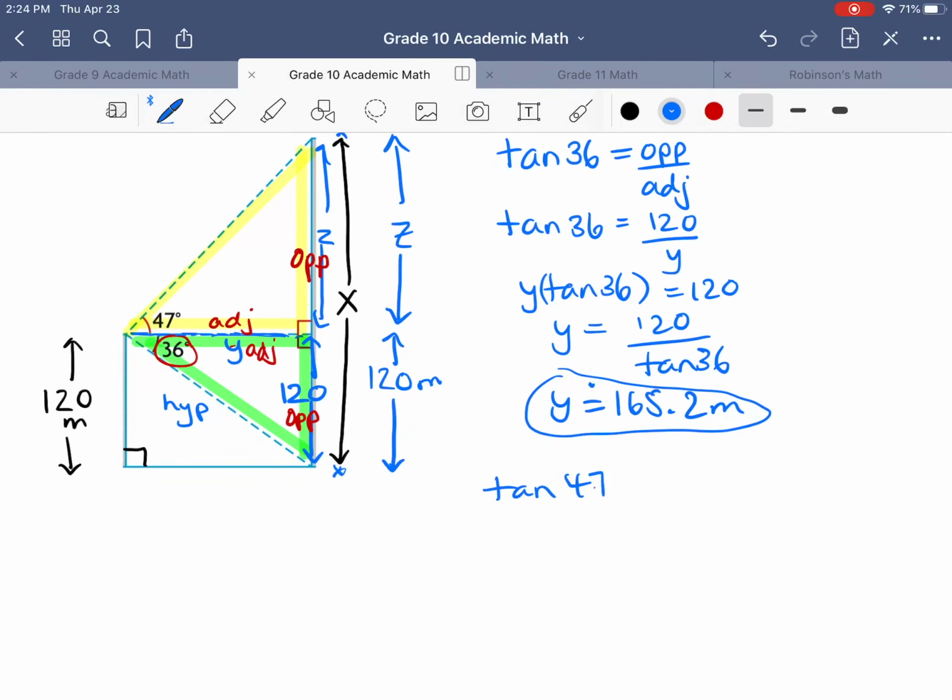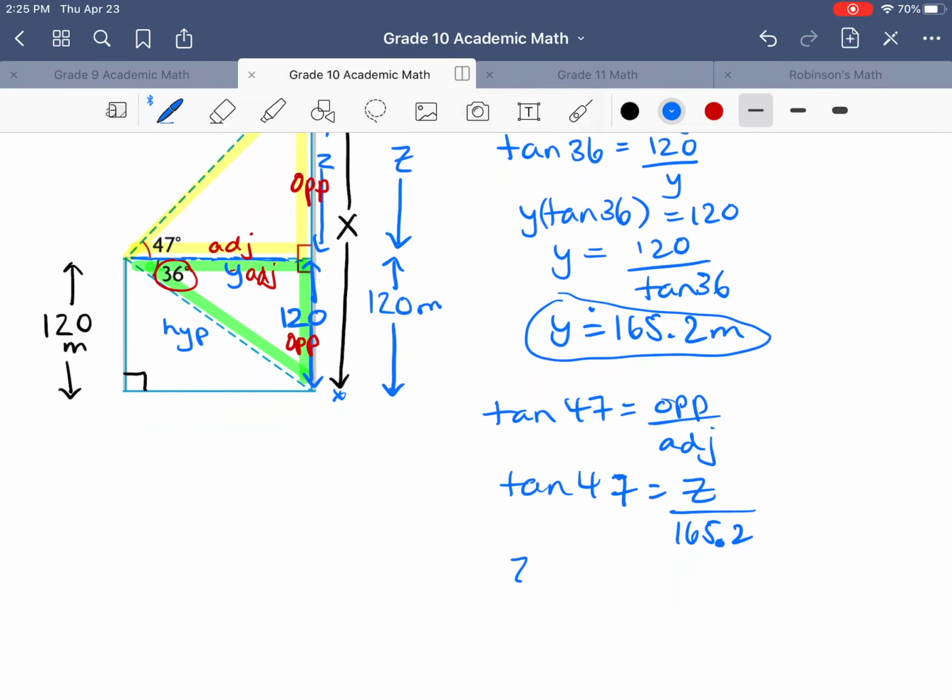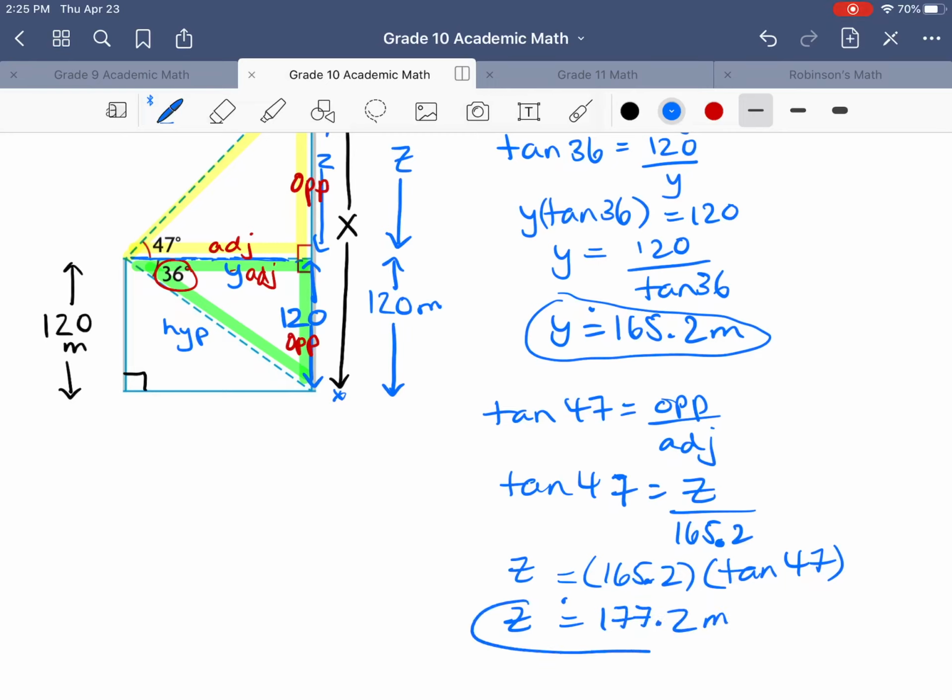So tan of 47 is equal to opposite over adjacent. The opposite is z, and the adjacent is 165.2. So z is equal to 165.2 times tan 47. And z is equal to approximately 177.2 meters.